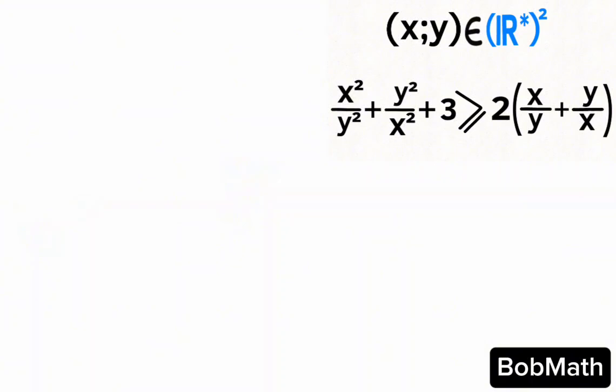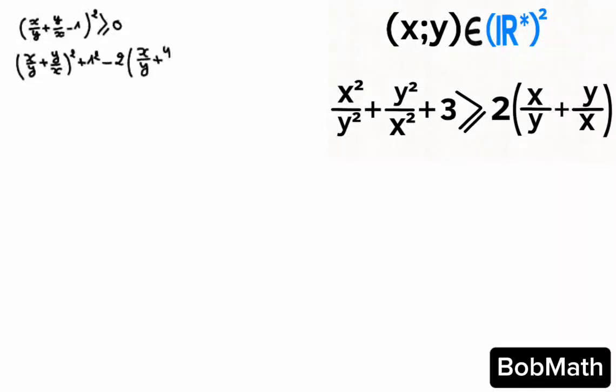Then continue the video. We know that (x divided by y plus y divided by x minus 1) all squared is greater than or equal to 0. So (x divided by y plus y divided by x) all squared plus 1 squared minus 2 times (x divided by y plus y divided by x) is greater than or equal to 0.